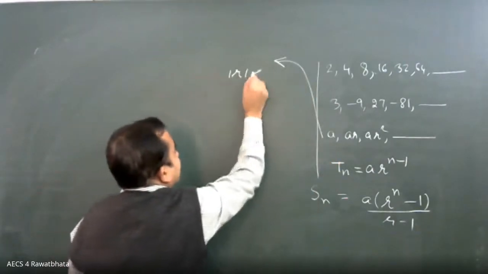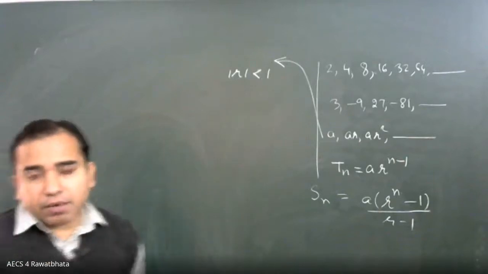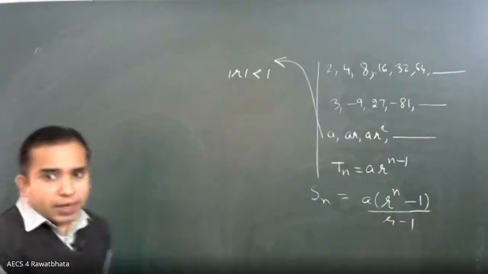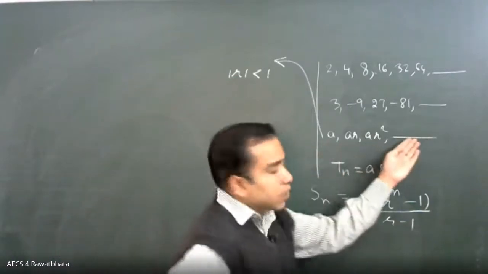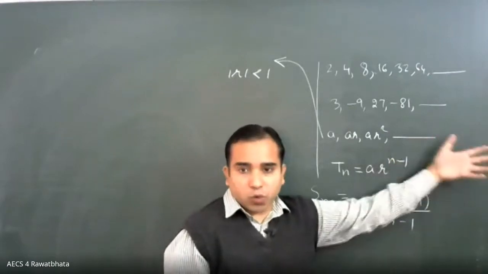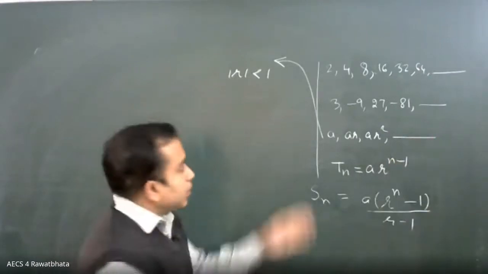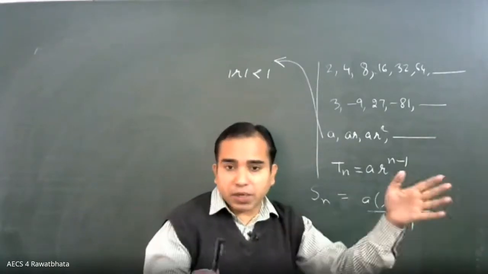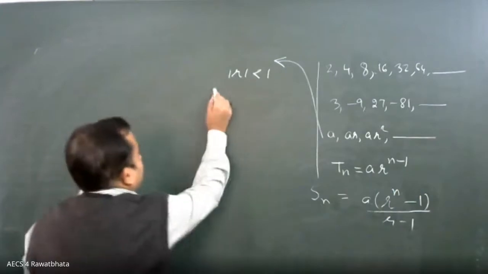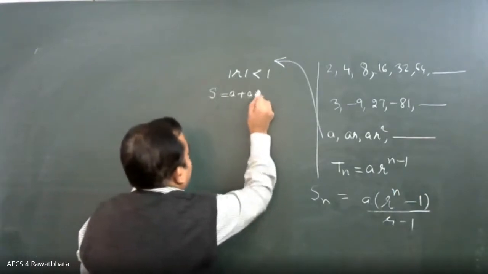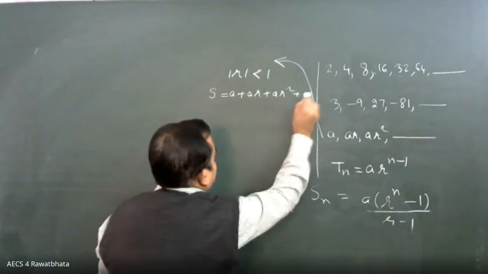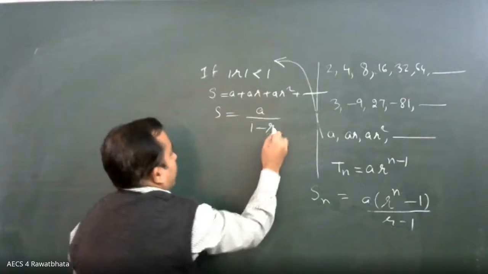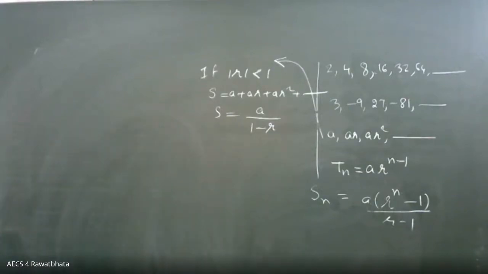And also we discussed that for any GP, if magnitude of r is strictly less than 1, like 0.5, 0.3, 0.1, then you can see that the next coming terms will get smaller and smaller. In that case, the sum of infinitely many terms will not be infinity, it will be a finite number. The sum of infinite terms, a plus ar plus ar square plus etc., is given by a upon 1 minus r. Right? This also we discussed.